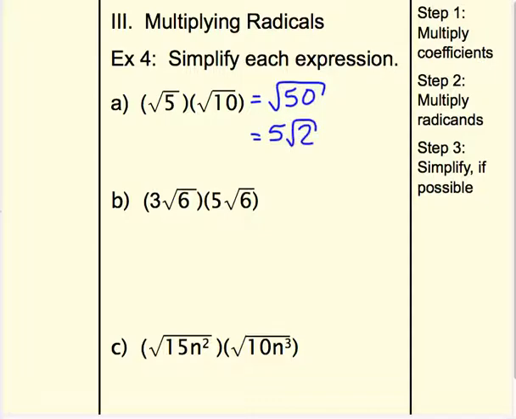When we've got coefficients, we multiply the coefficients, 3 times 5. And this one I want you, instead of multiplying the 6 times 6, I want you to think of this as the square root of 6 squared, because we multiplied it by itself. And of course, the squared and the square cancel, leaving us with 15 times 6, or 90.